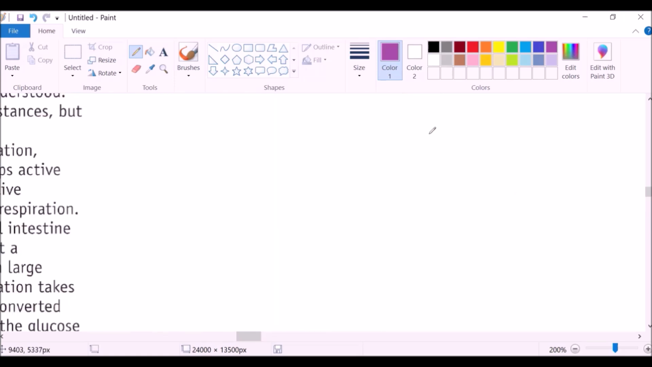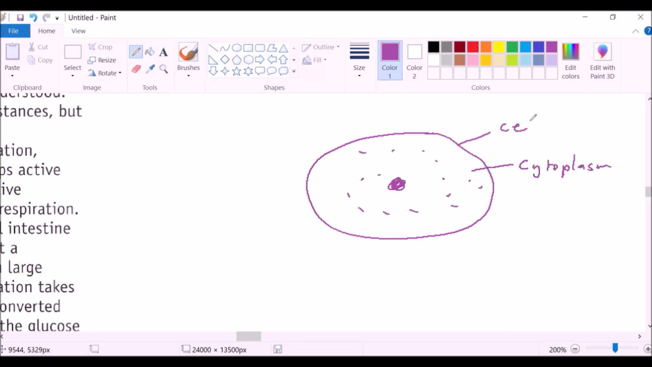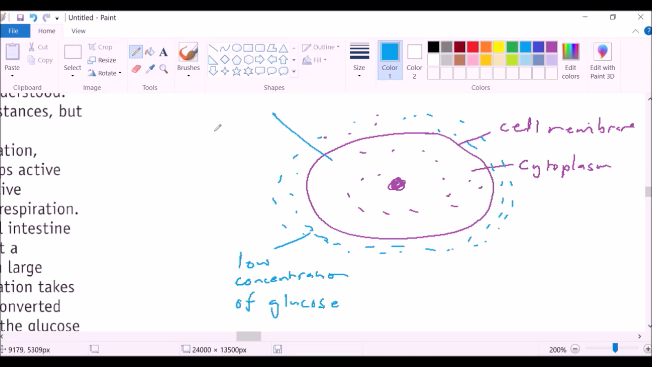So for an example, let's say we have a human cell there with a cytoplasm and cell membrane. The surrounding liquid has a low concentration of glucose, and inside here there is a high concentration of glucose. Now, the passive process that is supposed to happen here is the loss of glucose from the cell to the surrounding fluid. But for some reason, the cell might want to absorb the little glucose that is here and does not want to lose the glucose that is inside here.